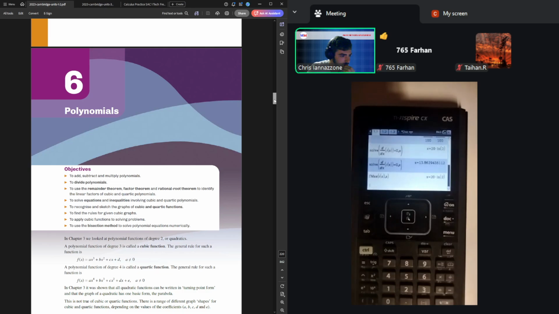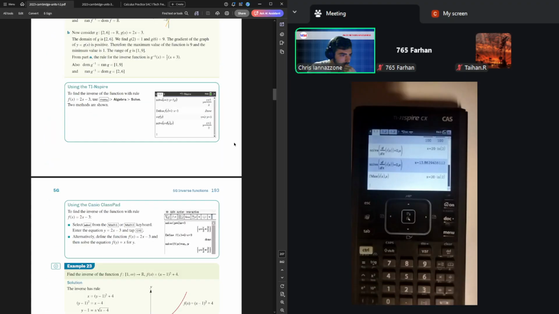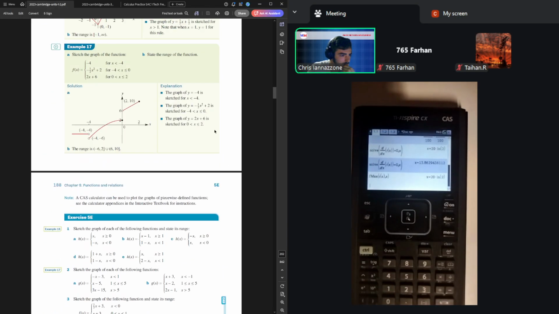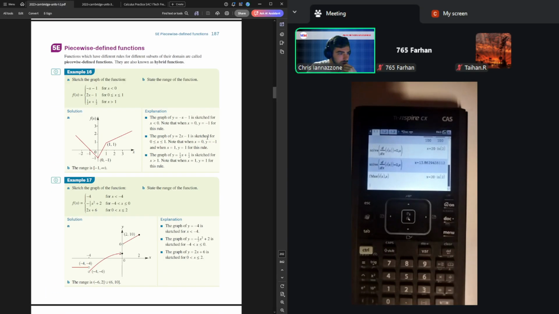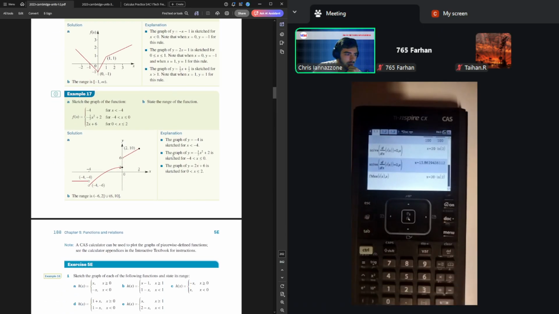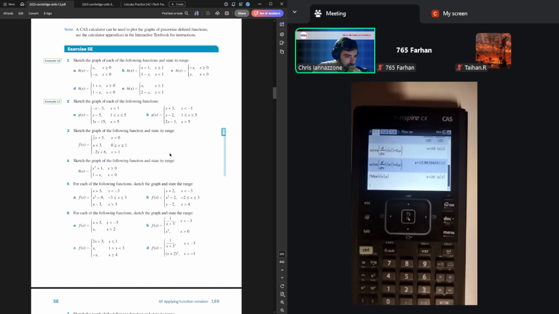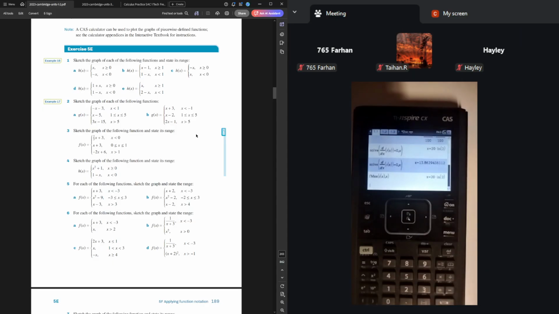5e, what was that? 5e is on the piecewises. Okay, so a quick review on the piecewises. Was it around how to sketch the piecewises that was the issue, or were you coming across other questions that were a bit challenging? How to sketch them? Yeah, okay.